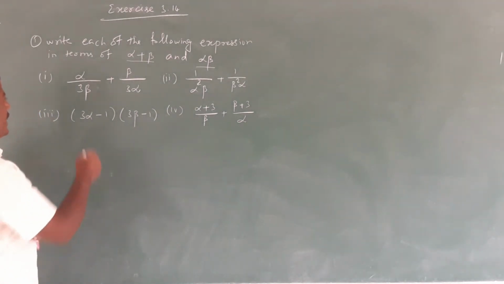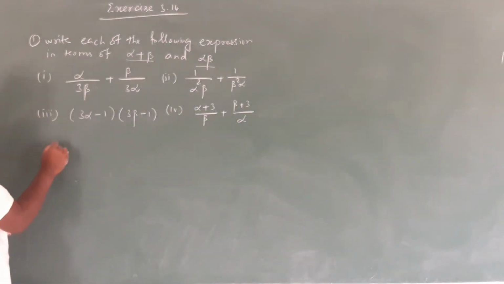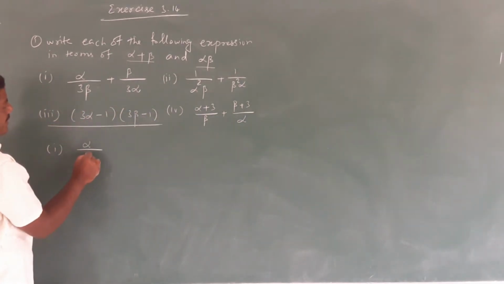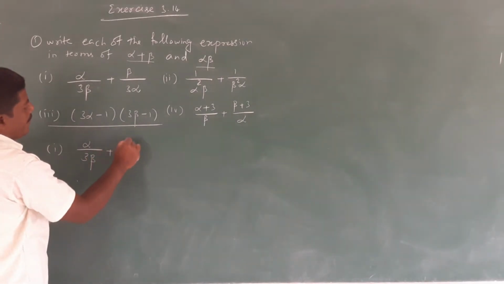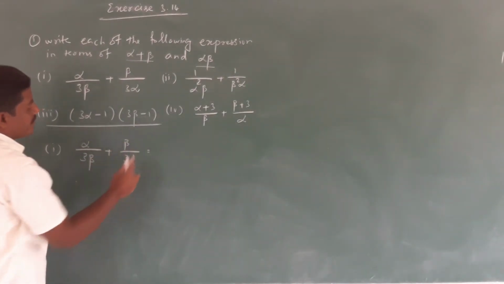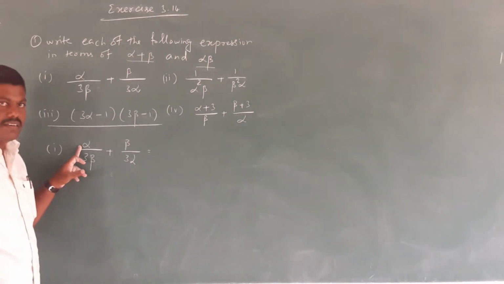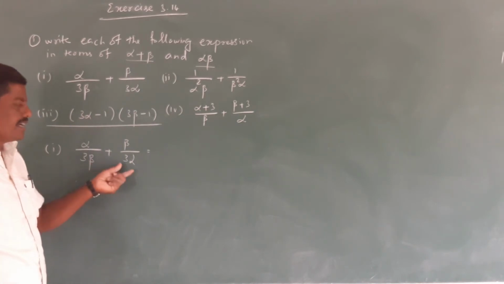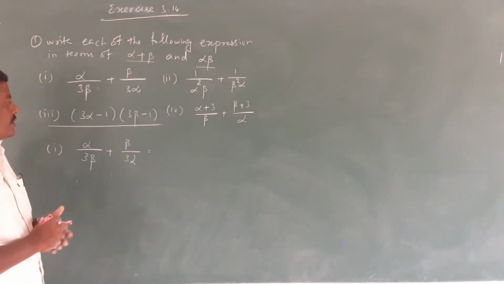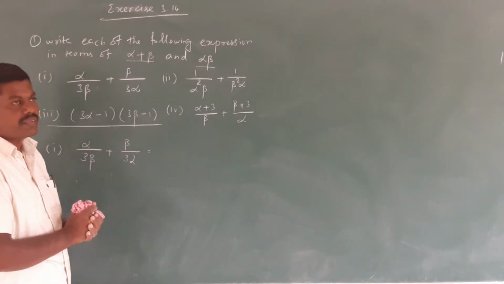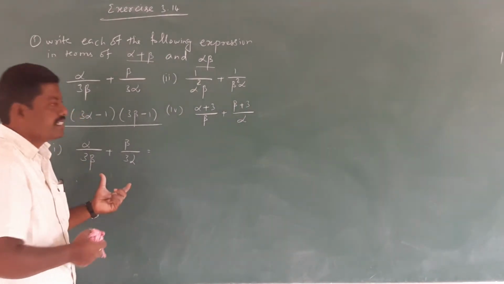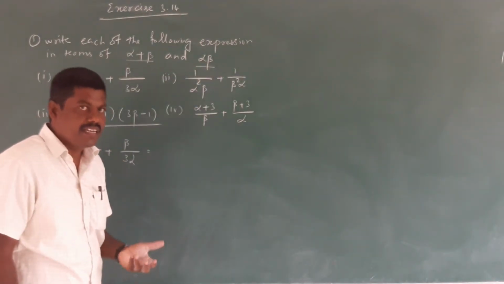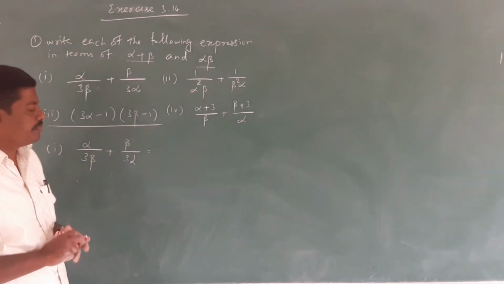Understand? I will take first question. Alpha divided by 3 beta plus beta divided by 3 alpha. Here alpha is separate, beta is separate. So we want to calculate this expression. Finally, we want to convert this expression in terms of alpha plus beta and alpha beta.